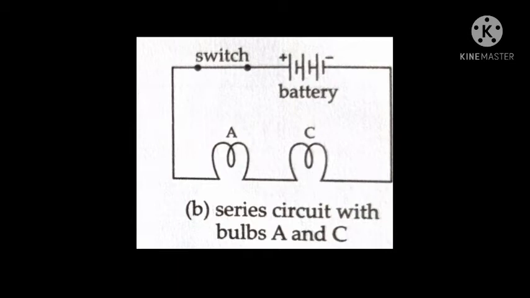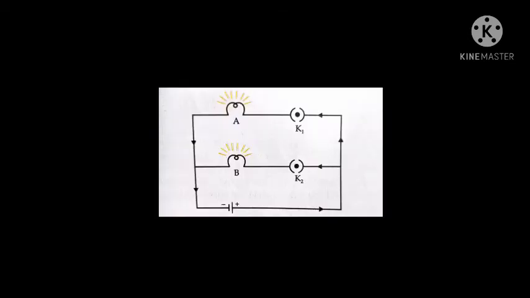Okay. Now the next is the parallel circuit. You can see in this figure that the two bulbs A and B are connected to a cell through keys K1 and K2 in parallel. As you can see, bulbs A and B are parallel with each other. Now when both the keys K1 and K2 are closed, both the bulbs will glow. And when any one key is kept open and the other one closed, only that bulb glows whose key is closed.